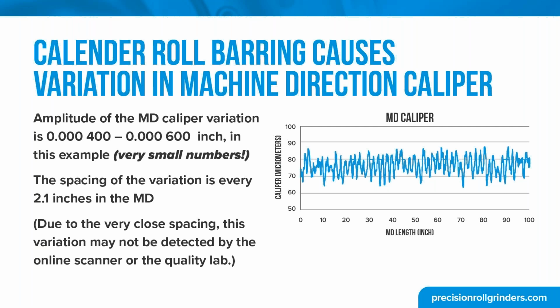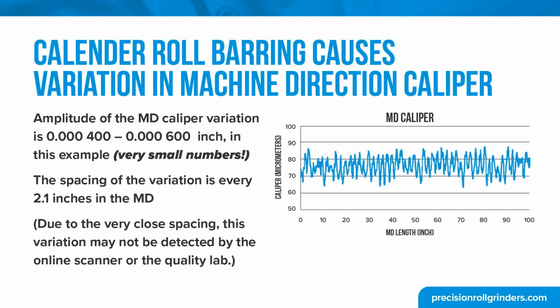In this example, the amplitude of the MD caliper variation is 400 to 600 millionths of an inch. Another way to say that is 4 10,000ths of an inch or 6 10,000ths of an inch. So these are really small numbers. The caliper variation in the paper is very small. In this particular example, the peaks are spaced 2.1 inches apart in the machine direction.